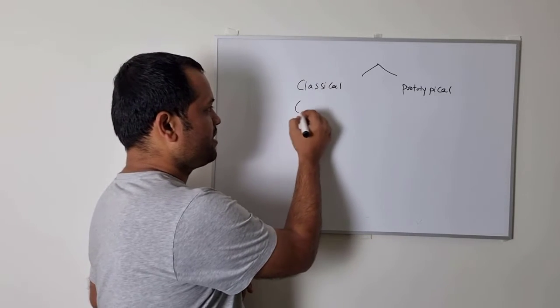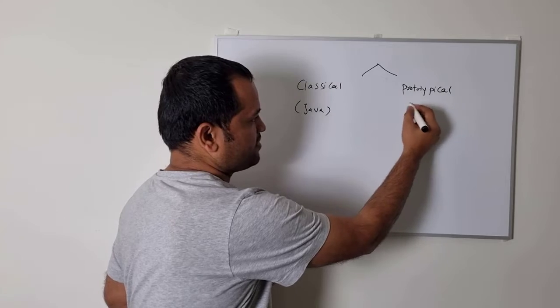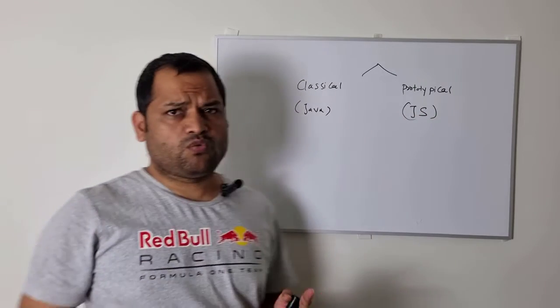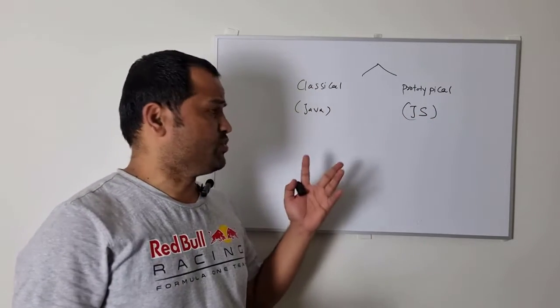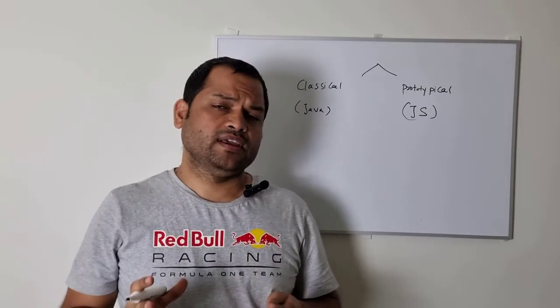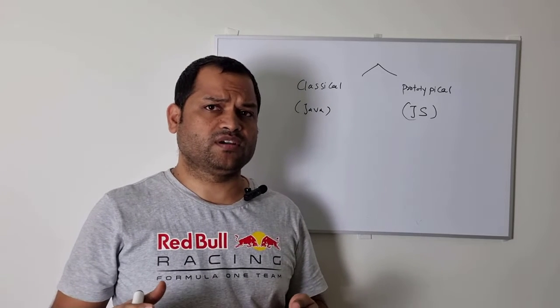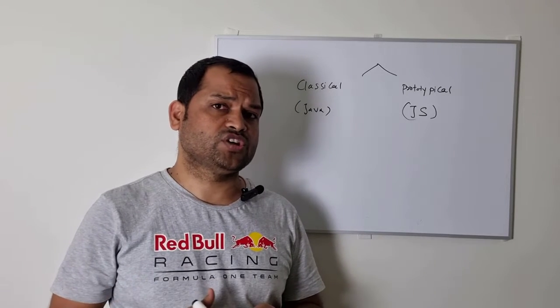In classical we have the Java language. In prototype-based we have JavaScript. So what's the difference between these two? If you understand the difference between these two types of inheritance, then it'll be very easy for you to understand JavaScript objects and how they work, basically the inheritance mechanism in JavaScript.